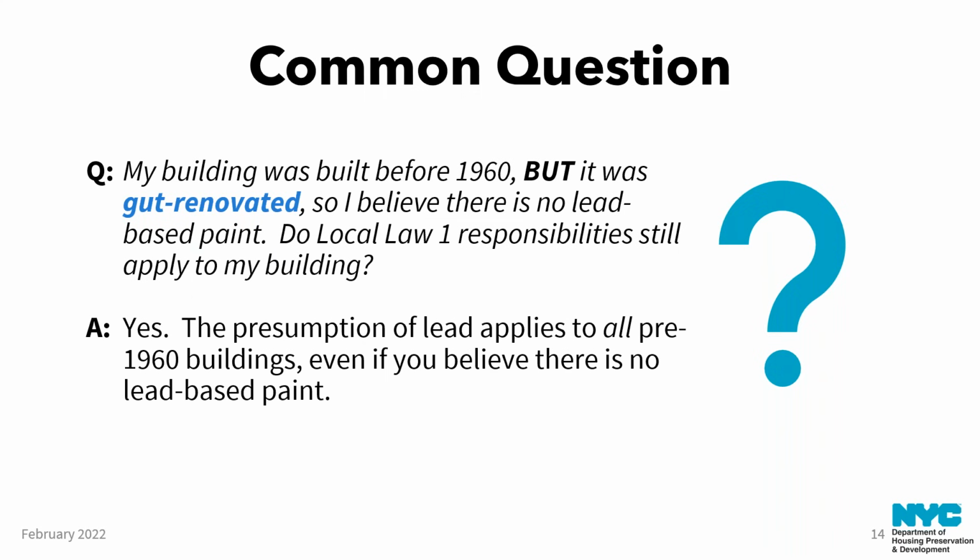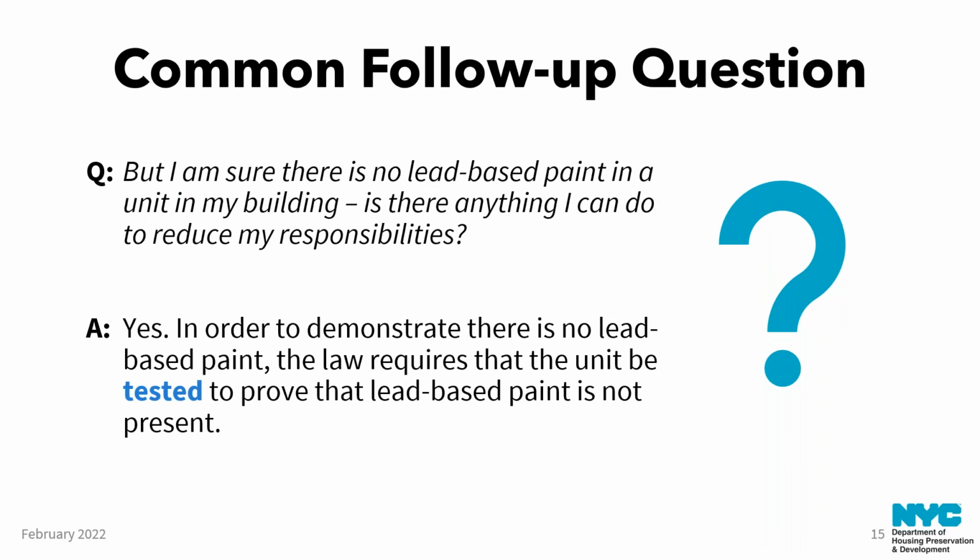So this always leads us to a follow-up question, which we, of course, very much understand, where owners tell us, well, I'm still sure that there's no lead-based paint in a unit in my building or in my whole building. So is there anything I can do to reduce my responsibilities? And the answer is yes. The law provides for you to test to prove that the lead-based paint is not present. So you can arrange for testing, you can prove that the lead-based paint is not present. And as we discuss the topic of exemptions, we'll talk about how that proof that you have collected can benefit you and reduce your responsibilities under Local Law 1.